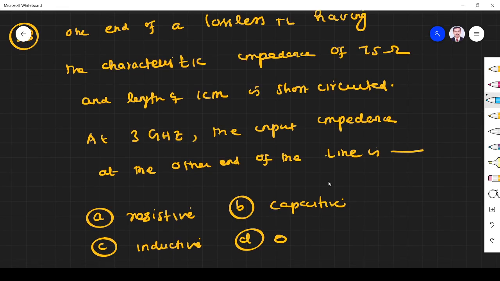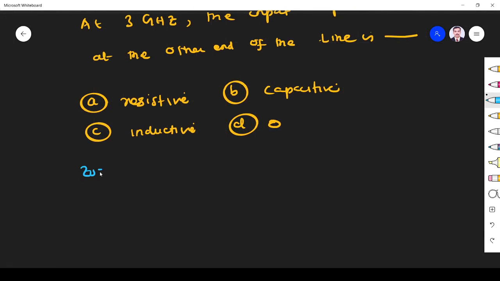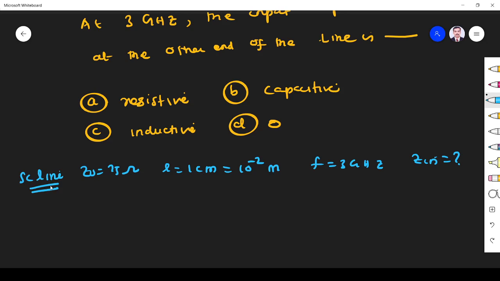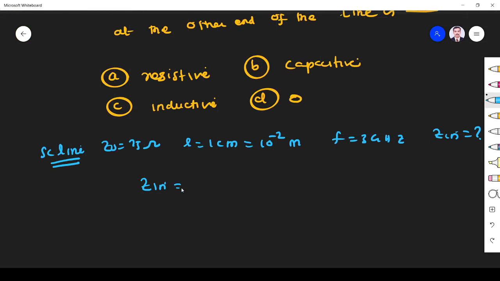As per the problem, the data given: characteristic impedance Z0 is 75 ohm, length is 1 centimeter, that is 10 power minus 2 meter, frequency is 3 gigahertz. They are asking for the Zin value. The line is a short circuit line, and it is lossless. For a lossless short circuit line, Zin is equal to jZ0 tan beta L. I have Z0 as 75 ohm, so I have to find beta.